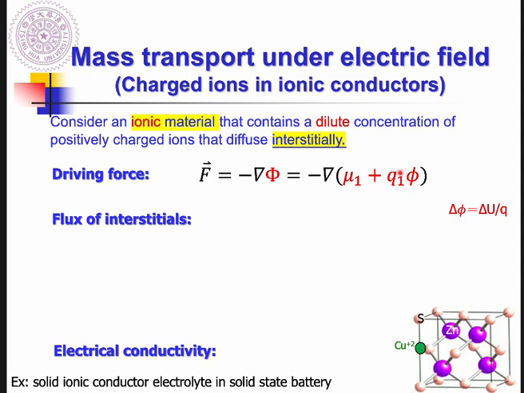So the potential would be the charge times the electrical potential. Okay, so you have Q times this phi. You get the potential term. This is due to this charged ion moving through this electrical field.